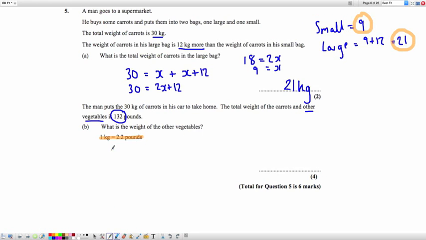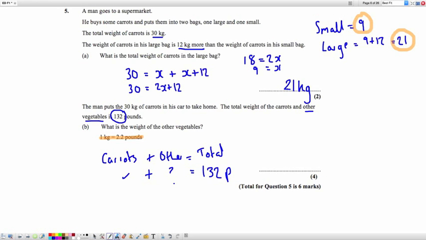So we're going to use that: the carrots plus the other equals the total. We know that the total in pounds is 132 pounds. We don't know the other, this is what we're trying to find, but we do know the weight of the carrots, but it's in kg. So let's convert that to pounds by using the conversion rate here.